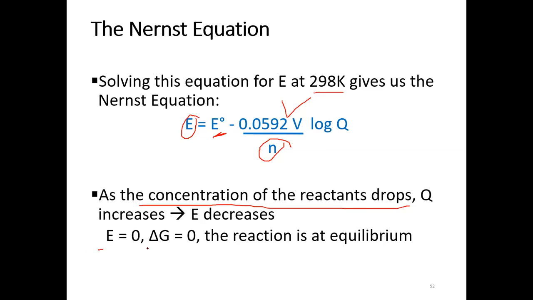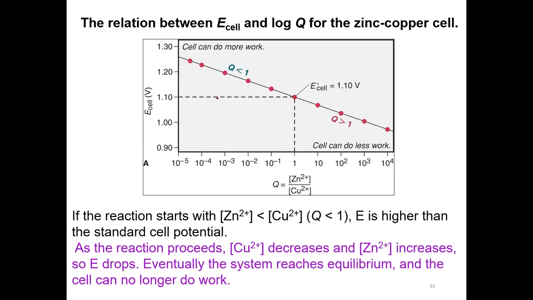Okay, and then at equilibrium, electromotive force, E cell, and delta G become zero. Okay, it's going to be equal to zero. So that's exactly what I'm trying to say here. The relation between the E cell and the log Q for the zinc copper cell. So see here, you have electrical potential here as 1.10. So the Q is the ratio of your zinc ions over your copper ions here.